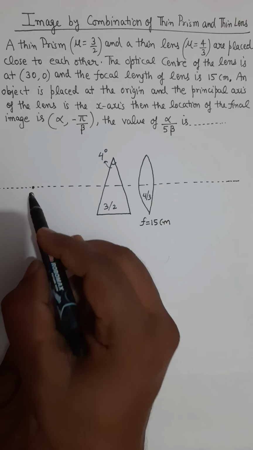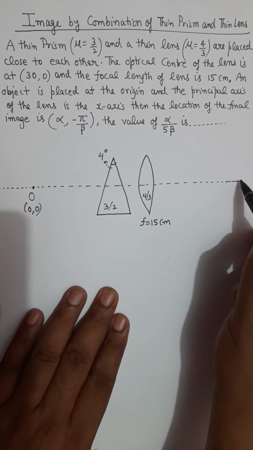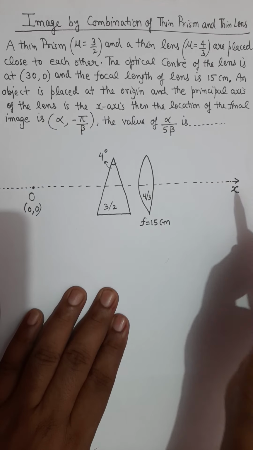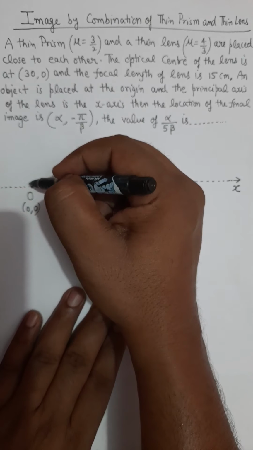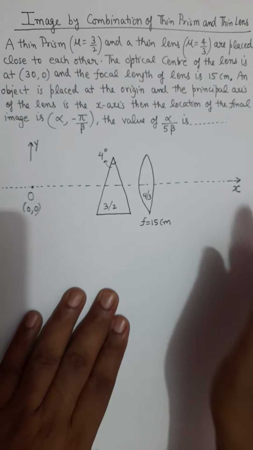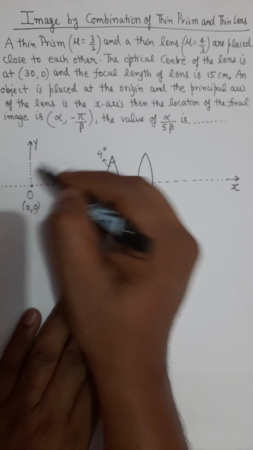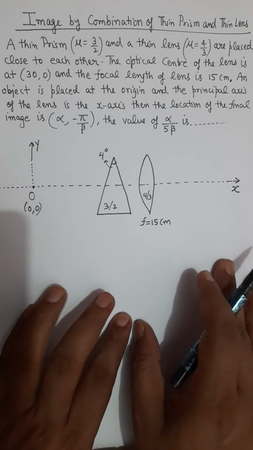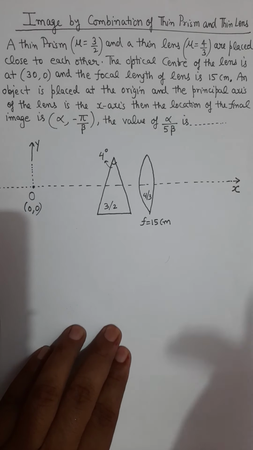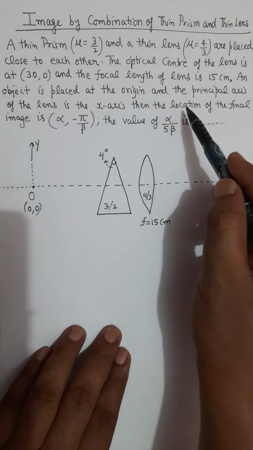and this point O is at origin of the coordinate system 0, 0. This dotted line, which is the principal axis for lens, is also the coordinate axis x-axis, and a line which is perpendicular to the x-axis is y-axis. So all these are information which are given in this question. Now they have asked the value of alpha upon 5 beta, which corresponds to the location of final image.